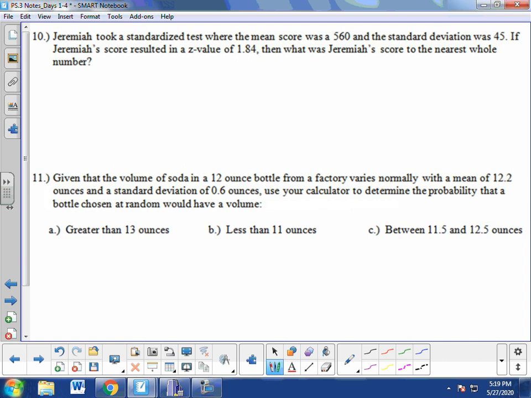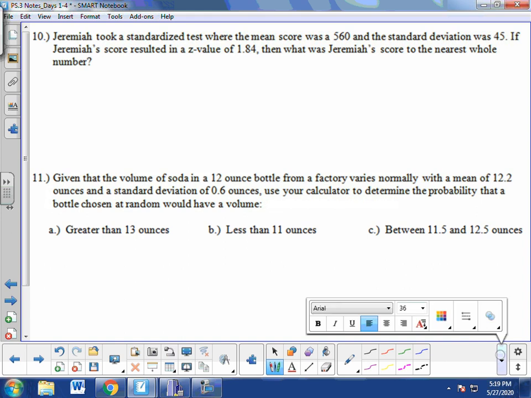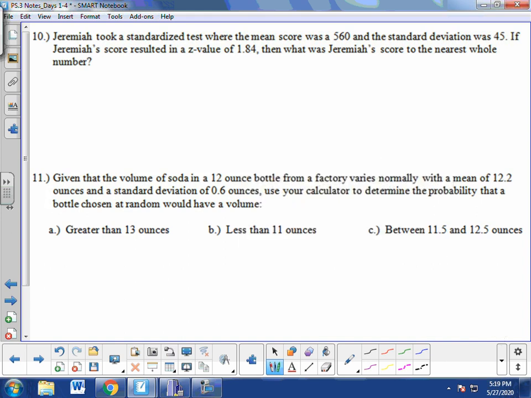Problem 10. Jeremiah took a standardized test where the mean was 560 and the standard deviation was 45. If Jeremiah's score resulted in a z-value of 1.84, then what was Jeremiah's score to the nearest whole number? So again, we have the z-score formula. The z-score is the data point minus the mean, divided by the standard deviation.